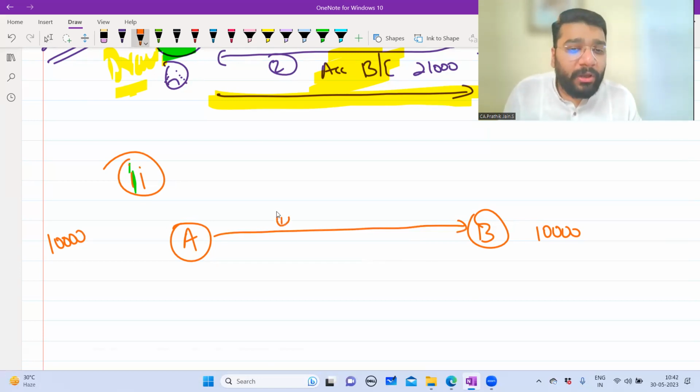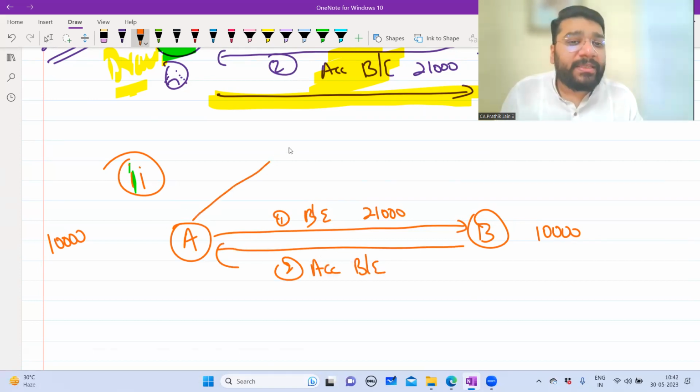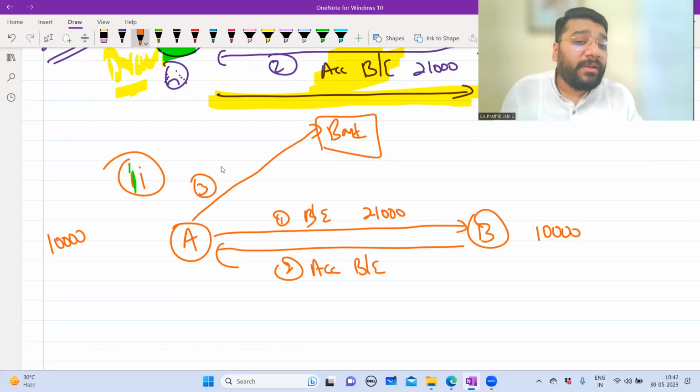So I will draw a bill of exchange worth 21,000 on you. You accept that bill of exchange and give it back to me. This bill of exchange, I will take to the bank and get it discounted. So the third transaction is discounting of a bill of exchange worth 21,000.